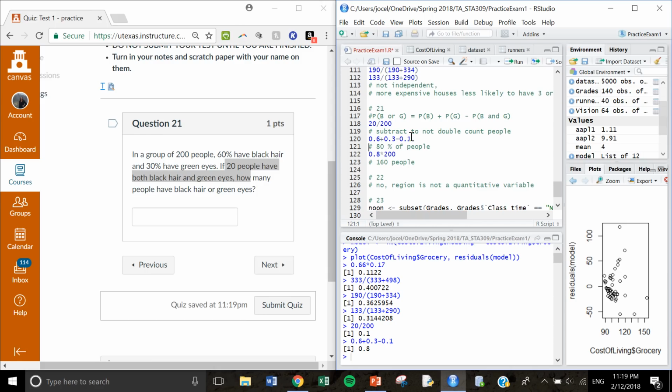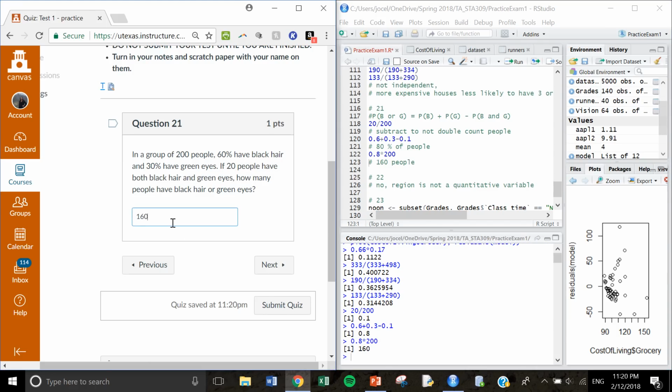Be very careful about what the question is asking you. It's asking how many people have black hair or green eyes, not the percentage, how many. So I have to take this 80% and multiply by the total number of people to get 160. Be very, very careful about what the question is asking you, because I would have missed that too. I would have just put in 0.8. Always go back to the question.